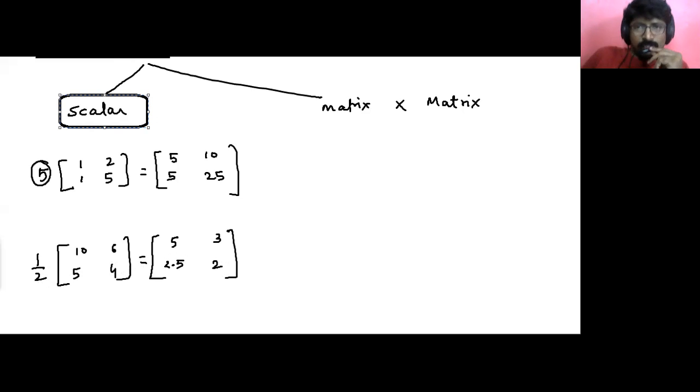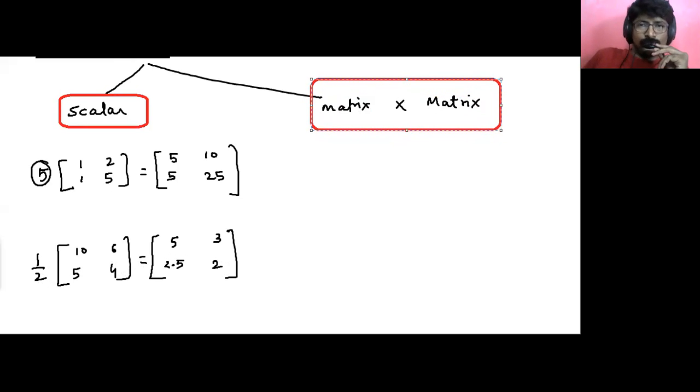And now students, it's time to learn what is matrix into matrix. What will be matrix into matrix, guys? We will learn immediately right now. Hold on. Okay, so how to do this matrix into matrix? First of all, let's choose the matrix 1, 2, 1, 5, and that matrix into, let's say, 0, 1.